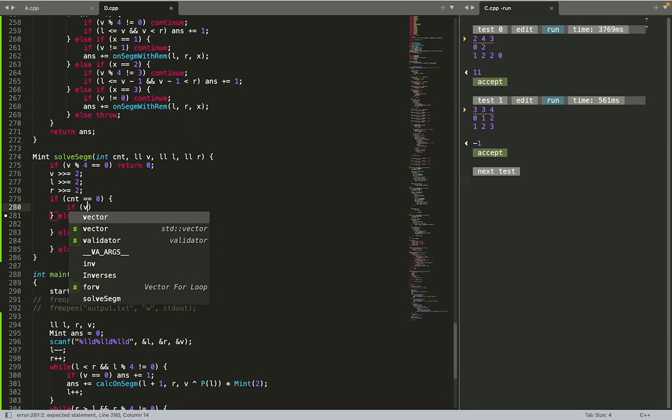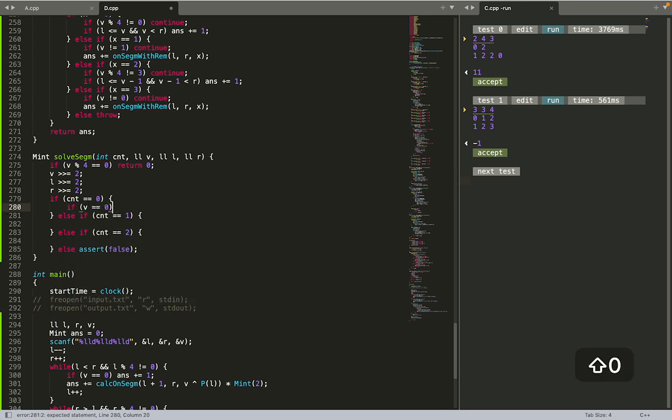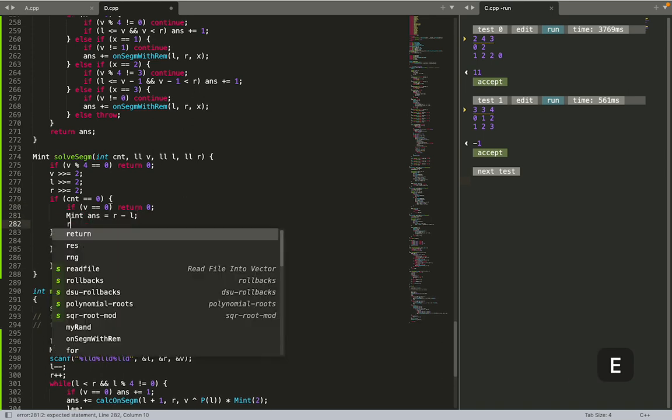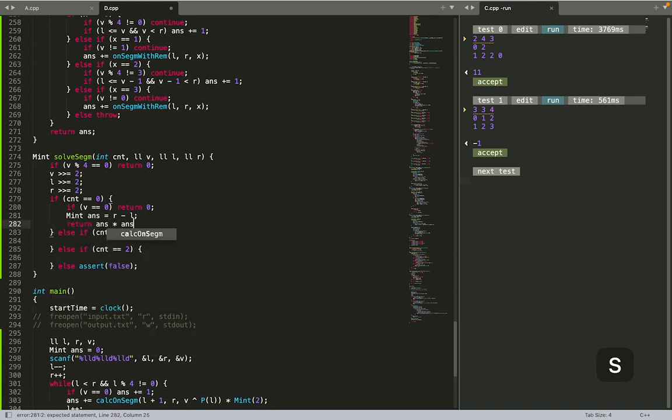Here we are just choosing 2 zeros. So if v is non-zero, then the answer is 0. Otherwise, this, and we can choose the first number as any of these numbers, and the second also as any. So that's it.